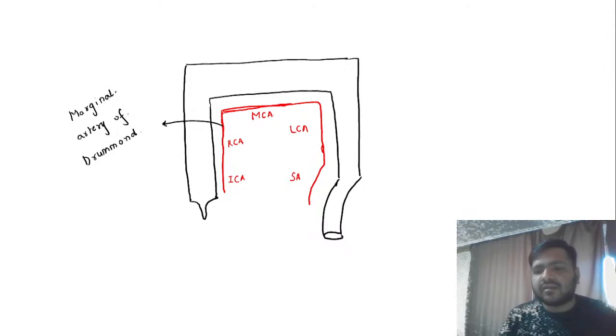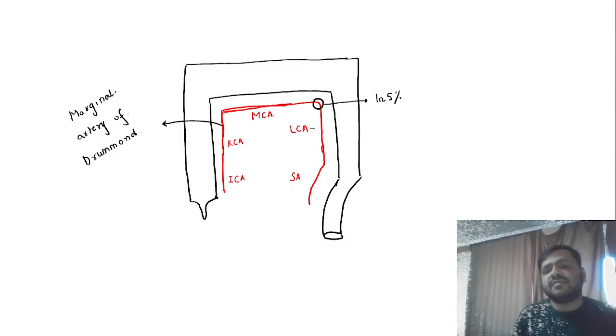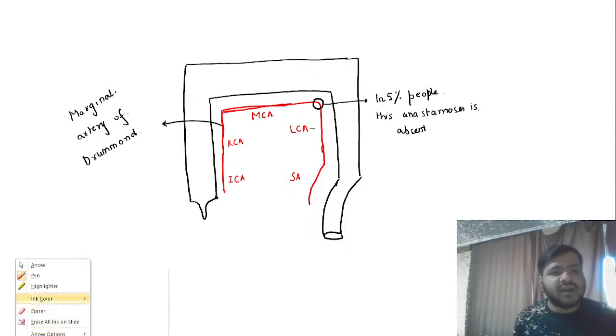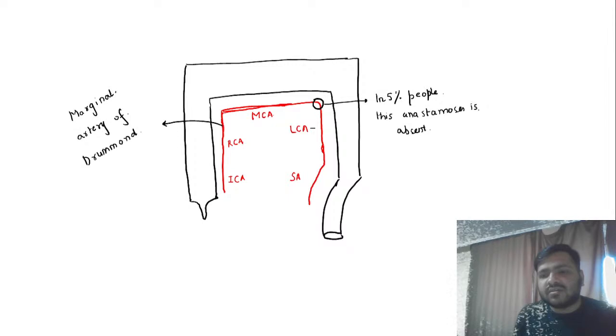Now a question arises here: where the branches of the middle colic artery and the left colic artery anastomose, this anastomosing site is absent in 5% of people. In these 5% of people, this anastomosis is absent. And remember, the middle colic artery and the left colic artery have a direct connection.